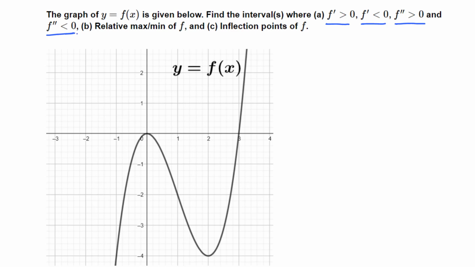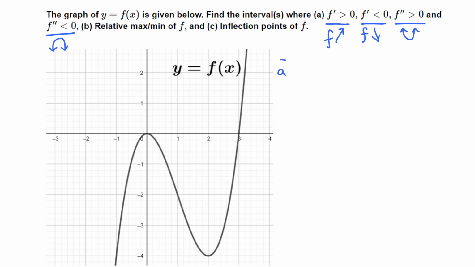Okay, looking from this graph, we know that when a function is increasing, then we get first derivative positive. When the function is decreasing, that means derivative is negative. And where the graph is concave upward, like this shape, second derivative is positive. And when the graph is concave downward, like this shape, second derivative is negative.